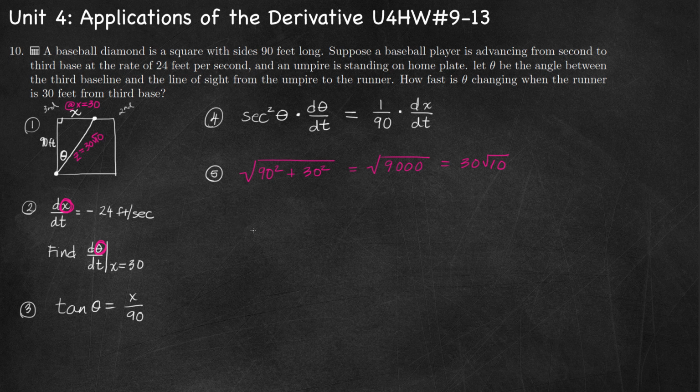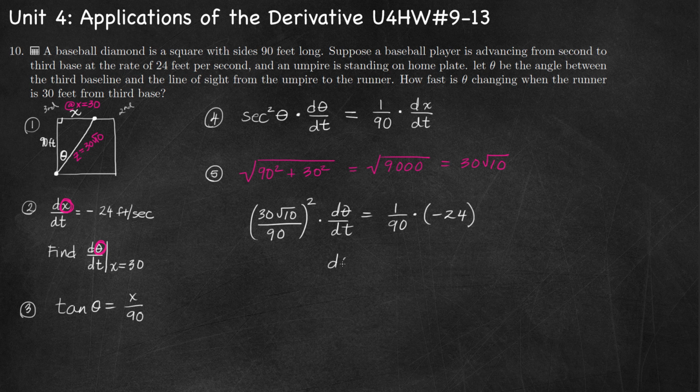And now we are ready to go back and substitute the values into our equation. So what is the secant of theta? Well, the secant of theta is hypotenuse over adjacent. So the hypotenuse, 30 root 10, over the adjacent leg, 90, that's the secant of theta. We actually need the secant of theta squared times d theta dt, that's what we're trying to find, d theta dt, equals 1 over 90 times dx dt. And we know dx dt is negative 24.